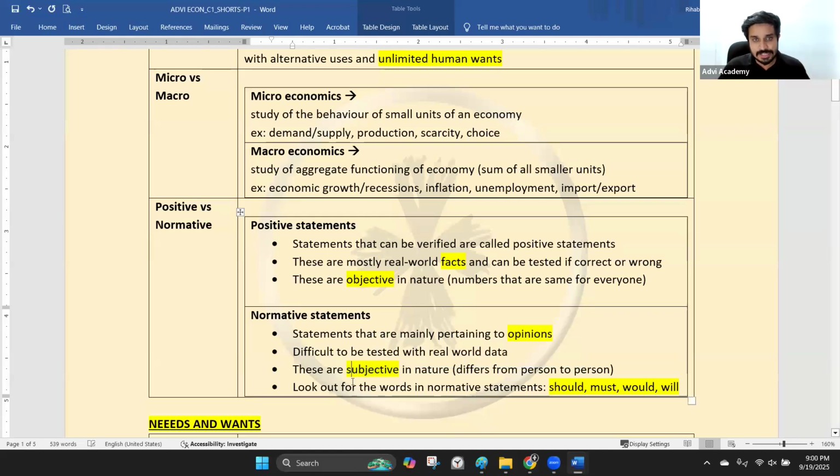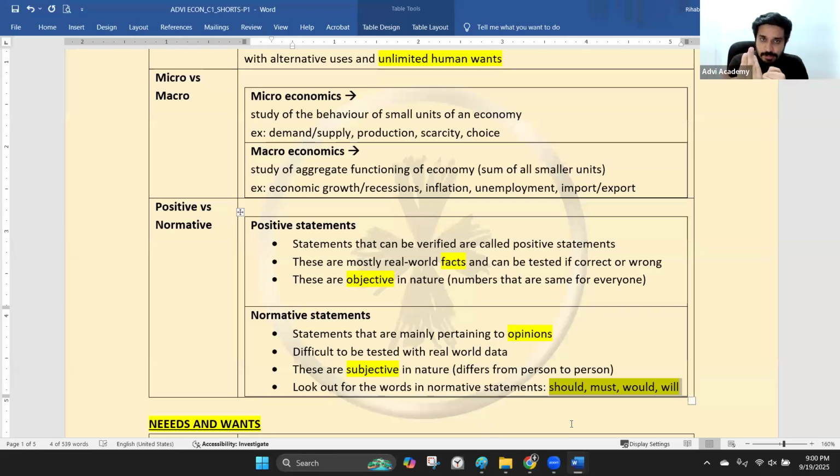So these are subjective, and the shortcut to differentiating between a positive statement and a normative statement is that most normative statements always have these words: should, must, would, will. For example, all government staff should get a salary hike. That's an opinion. The word should is there. Or government must give free education to everyone. Must. That's also an opinion, end of the day, right?